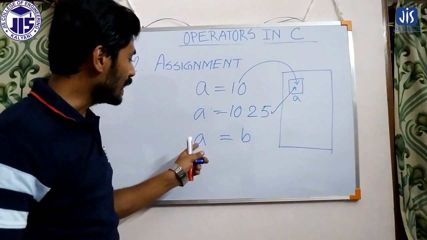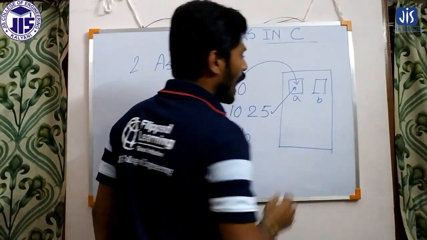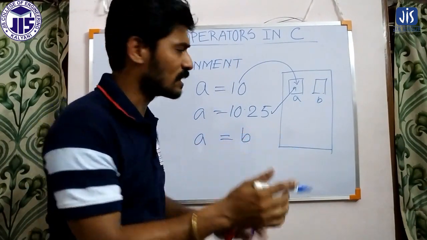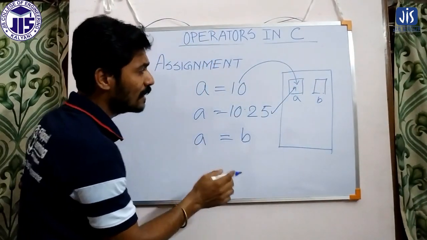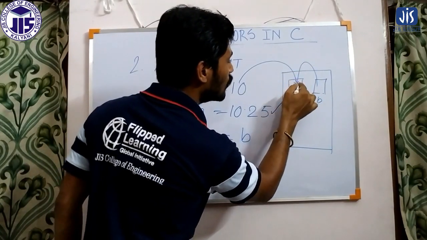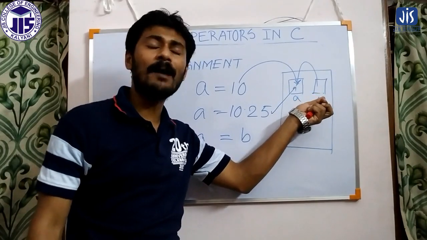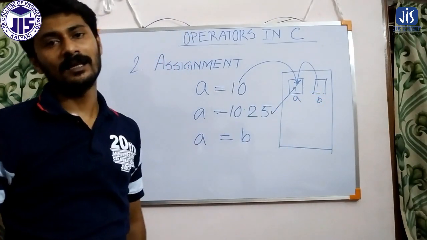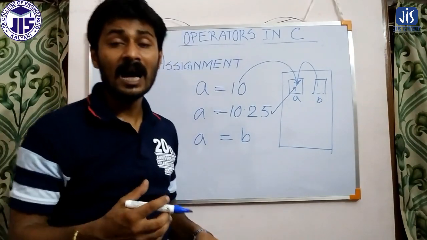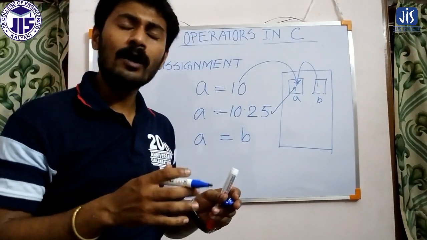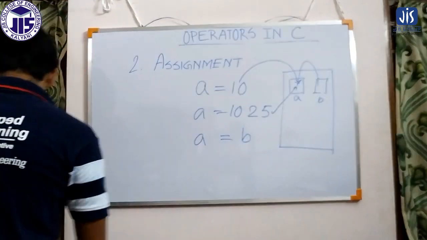Okay. And A equals to B, that means there are two variables, one is A, another one is B. And for both the variables, we have two separate locations. This is the location for A, this is the location for B. Now if I write A equals to B, that means from B, the value will be transferred to A. In that way, we can transfer or move a value from a particular variable to another variable. So this is all about the assignment operator, using which we can assign a value to a variable or move a value from one variable to another variable.